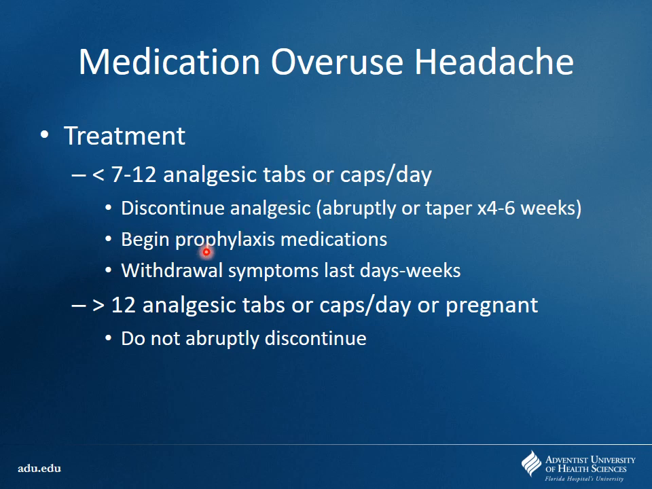And then this is where you're going to start your prophylaxis medications, which I'll cover in just a few minutes here. Just know that there will be some withdrawal symptoms. Some might be more severe than others, so just be aware of that. But certainly, if they're getting more than 12 tabs or caps a day, or if they're pregnant, you definitely do not want to withdraw abruptly. You want to titrate down over a 4 to 6 week period.